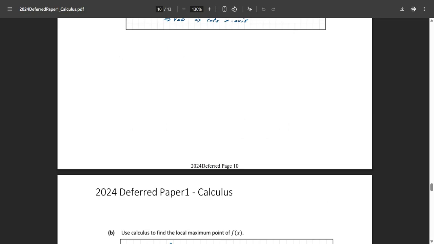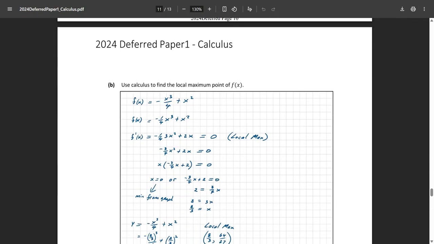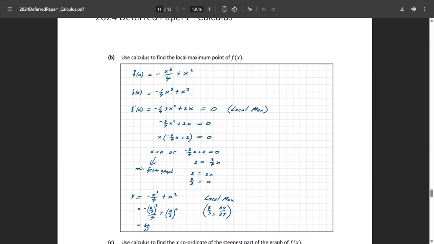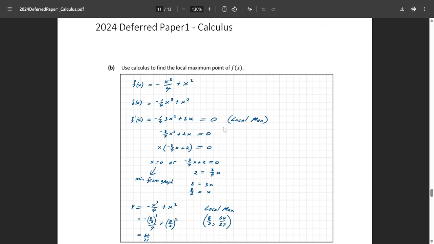Okay, on to the next part. Some keywords here that we should always recognize in an exam question: the word calculus obviously, and the word maximum. Now a maximum means something very specific in maths. In these questions it means dy/dx equals 0.